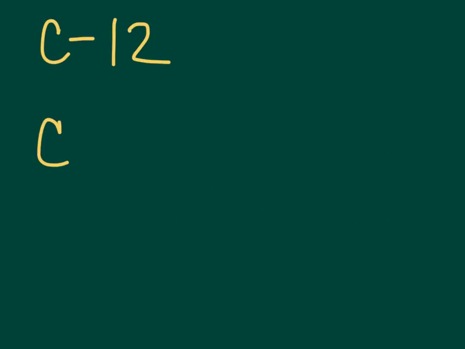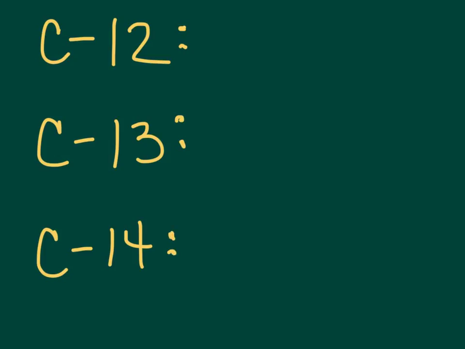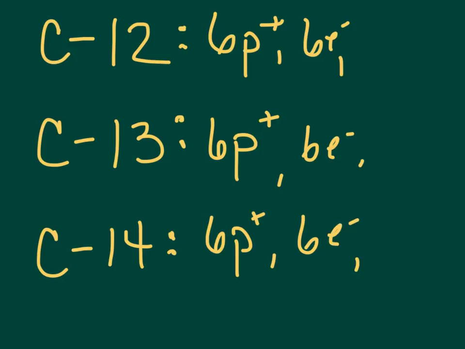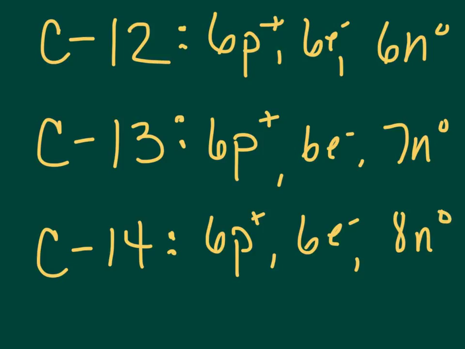There are 3 isotopes of carbon. With your partner, determine the number of protons, neutrons, and electrons each isotope of carbon has. All right, if you got 6, 6, 6 for the first one, you're right. And then from there on out, it increases by 1. Hopefully I'll see you guys tomorrow.